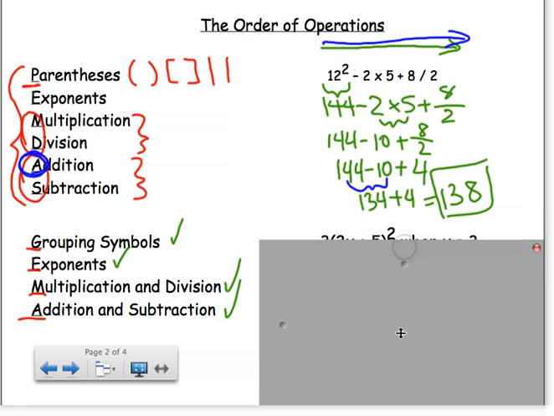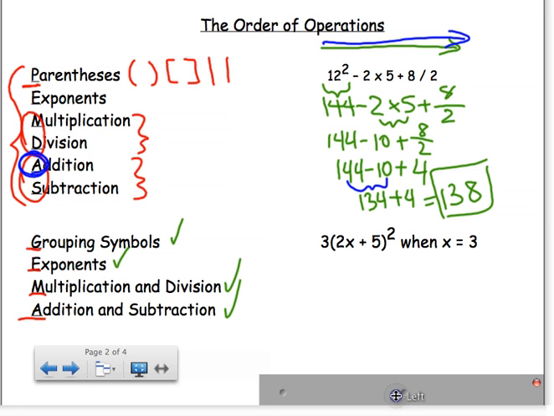But the second example I'm going to show you, you can see there's an exponent right here with 2x plus 5 squared and times 3. It says when x equals 3, so it's telling you what the variable equals. The very first thing we're going to need to do is substitute that value in, and then we'll be able to proceed in the same way we did last time. So the very first thing I'm going to do is substitute, and I really have 3 times 2 times 3 plus 5 squared. And now I can use the order of operations to simplify.